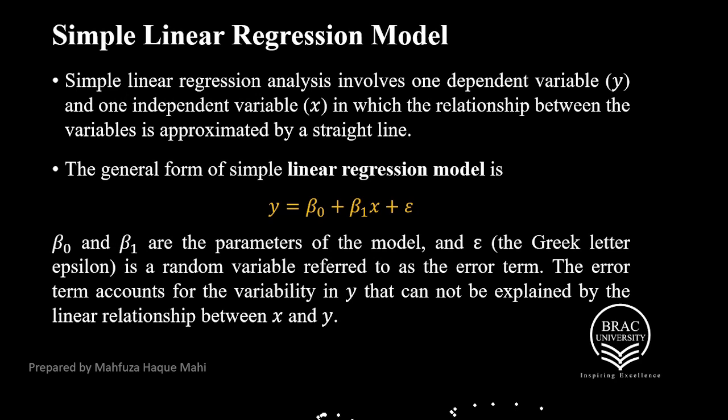Simple linear regression analysis involves one dependent variable and one independent variable in which the relationship between the variables is approximated by a straight line. The general form of the simple linear regression model is y equals beta 0 plus beta 1 x plus epsilon. Here, beta 0 and beta 1 are the parameters of the model and epsilon is a random variable referred to as the error term. The error term accounts for the variability in y that cannot be explained by the linear relationship between x and y.